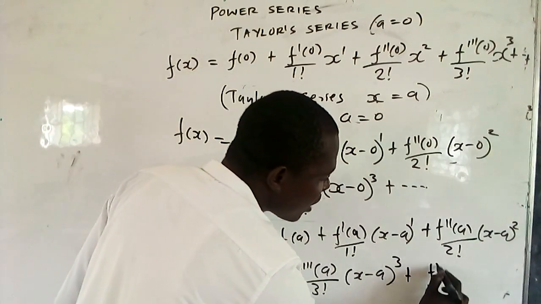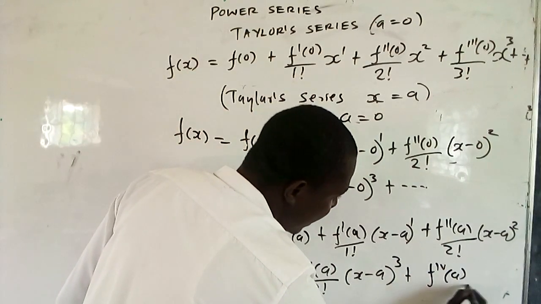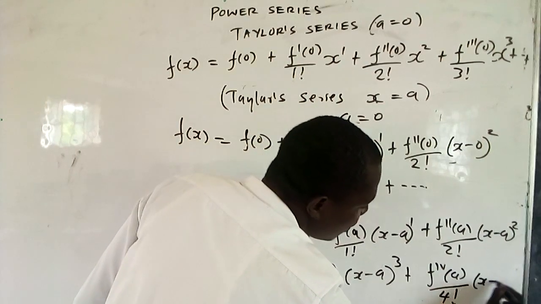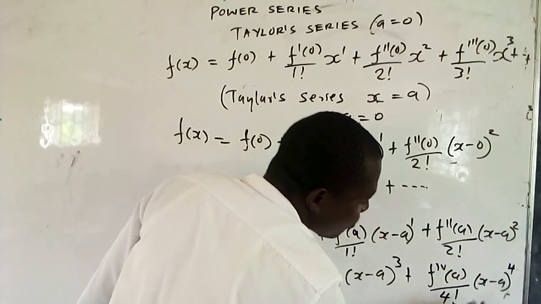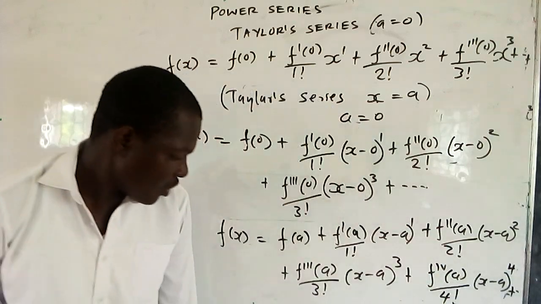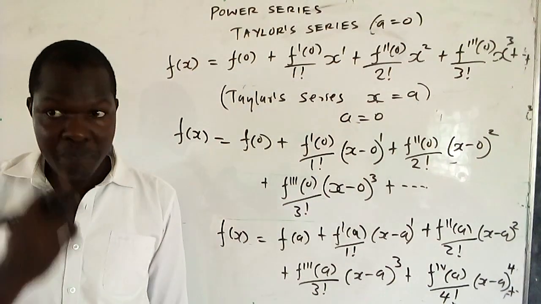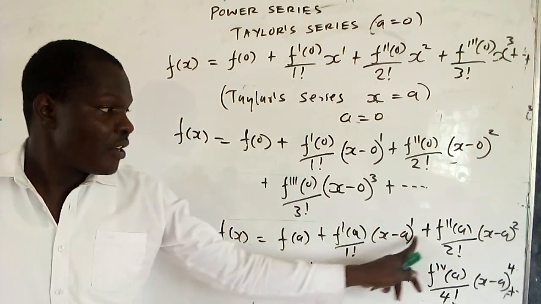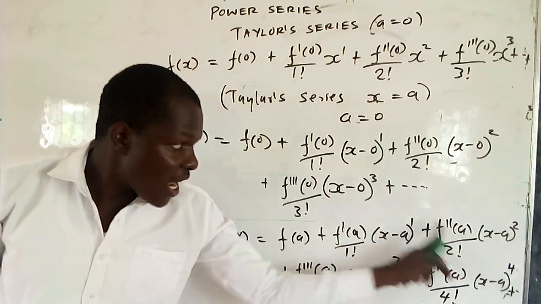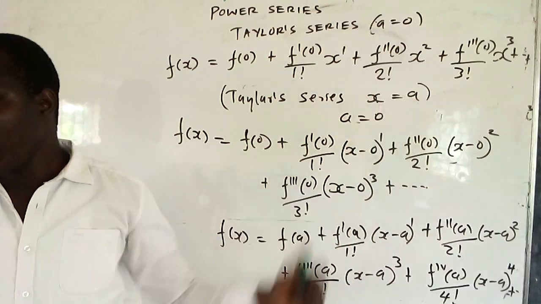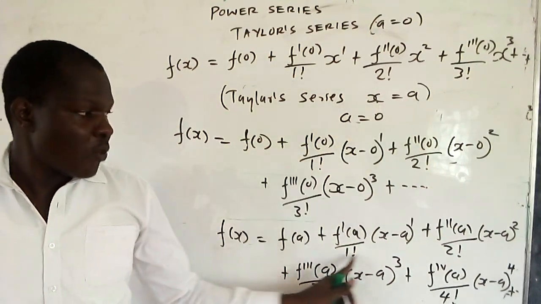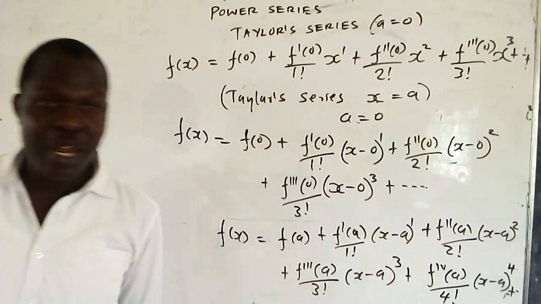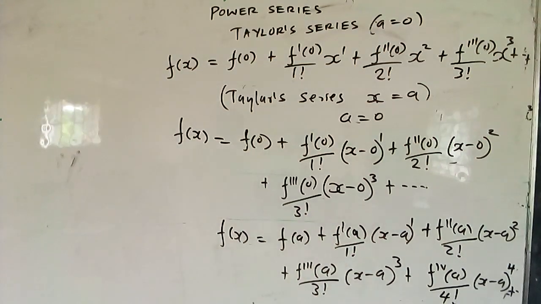You do the same when you raise it to power 4 of a, then it is over 4 factorial, then our x minus a is now raised to power 4, plus, plus, plus, until you reach the term they want you to reach, isn't it? Are we together? Yes, sir. Now, this is the standard Taylor series at the point when x is equal to a. So the Taylor series at the point when x is equal to a is given by that.